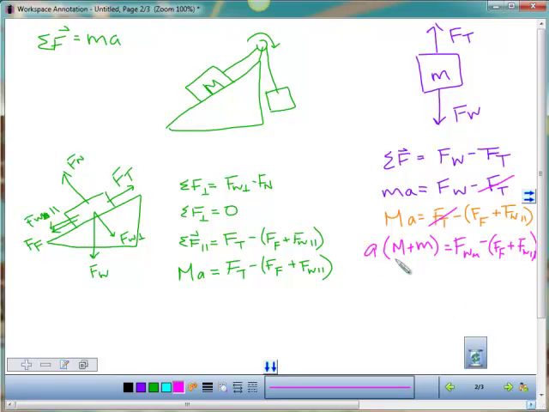Once you solve your acceleration, you can plug it back into either of the two formulas in order to determine your force of tension.